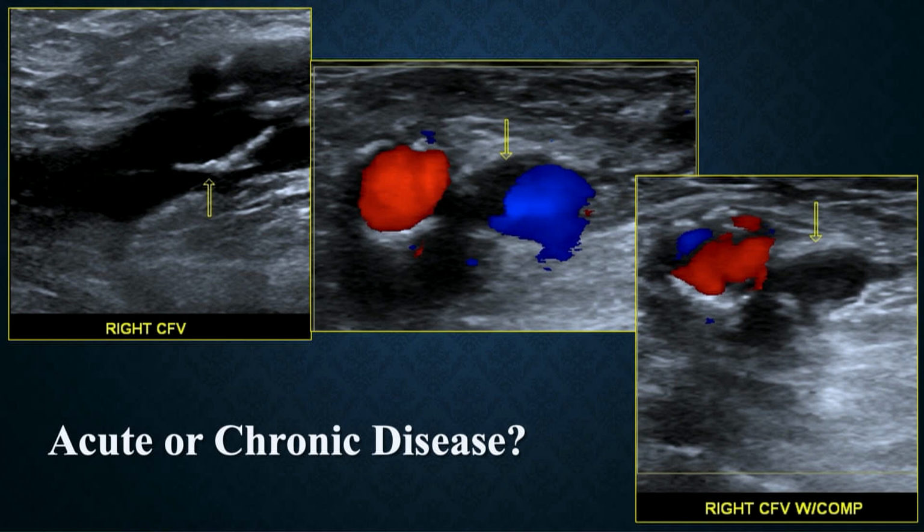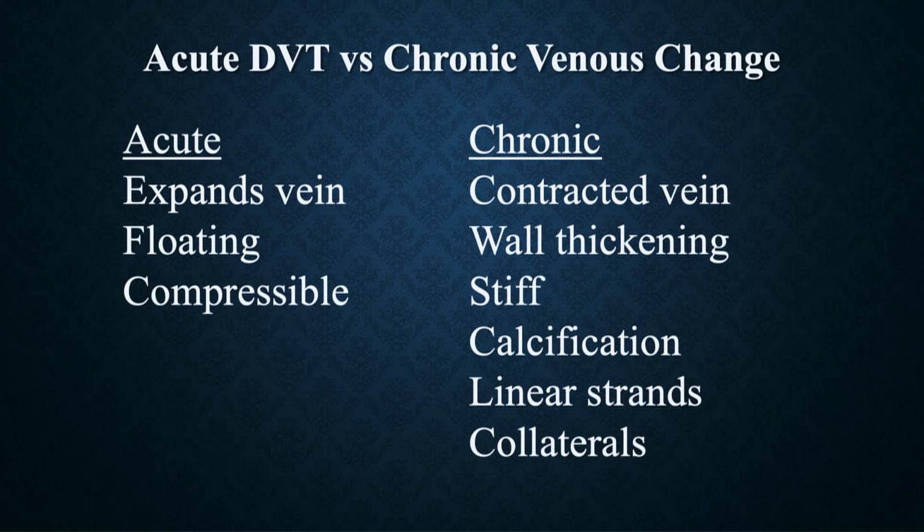So you're looking at these pictures, we know there's definitely evidence of chronic disease there. The question is, is there underlying acute DVT? Old clot serves as a nidus for new clot. So these patients are at risk for recurrent DVT. So that's what we have to be careful for. So we have to remember what the findings are to distinguish between acute and chronic DVT.